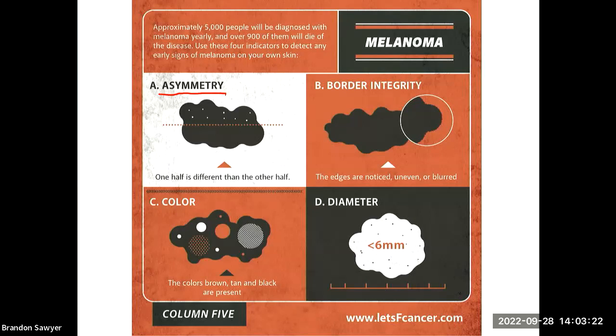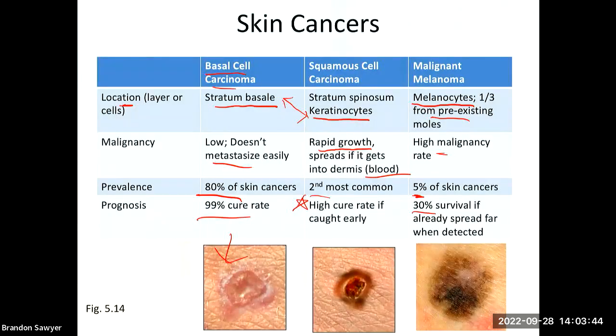It doesn't have symmetry. If the border integrity is impaired, it's kind of unclear, like undefined edges to the mole. Multiple colors within the mole is definitely not a good sign as well. And then having a larger diameter, greater than 6 millimeters. Okay, so if we look back on this one, we can see that, right?